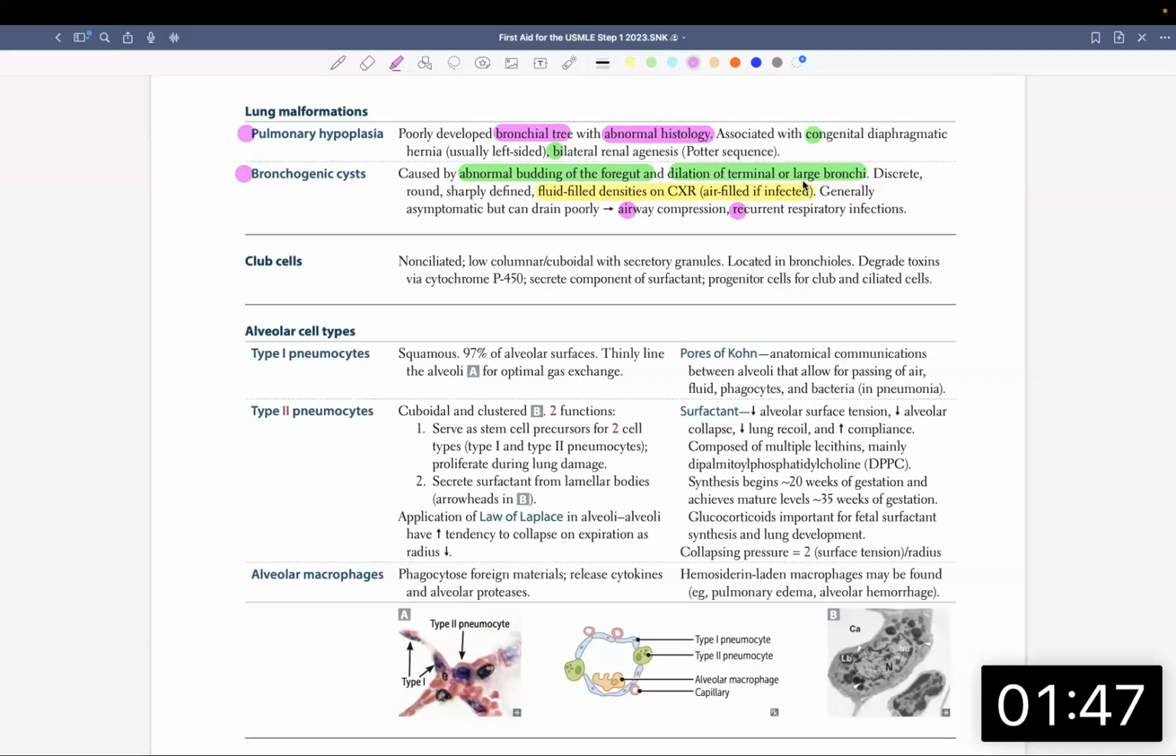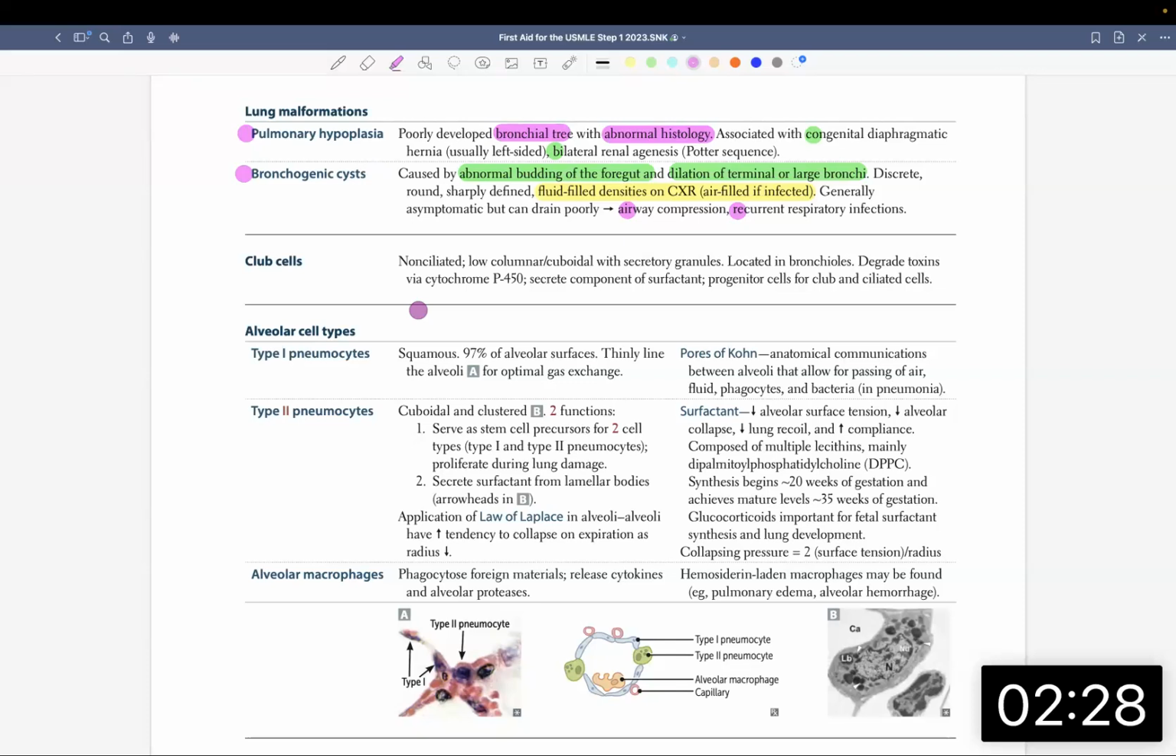What does it mean by abnormal budding of the foregut? I think if you look at embryology, the foregut divides into structures of the upper respiratory tract, and the foregut also gives rise to the upper GI tract. So this is supposed to bud properly, but something doesn't happen, so it becomes a bronchogenic cyst. Foregut, midgut, hindgut, endoderm, mesoderm, when it's developing, there's some problem. Exactly, I don't know, but it's vaguely that. So it's caused by abnormal budding of the foregut and dilation of the terminal or large bronchi.